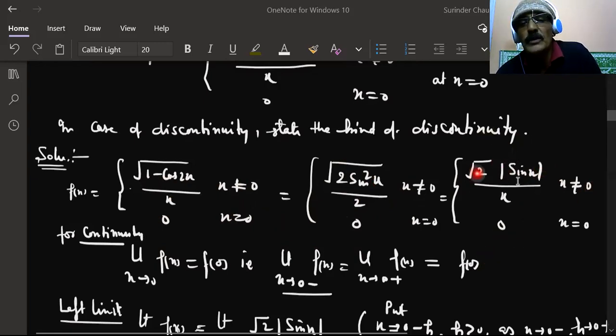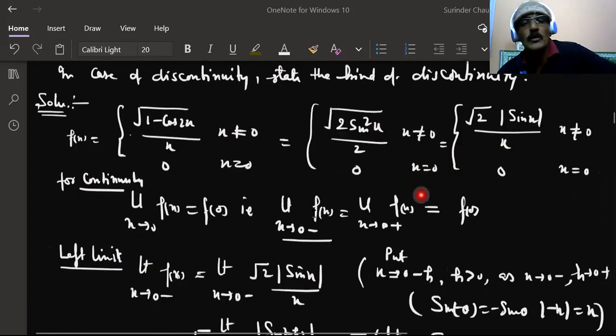Now this modulus function is there, so we have to find both limits. For this function to be continuous at x equal to 0, the limit as x tends to 0 of f(x) must be equal to f(0). Because of this modulus function, we have to find the left limit and the right limit at x equal to 0, and they must be equal to the value of the function. So let's find the left limit at x equal to 0.